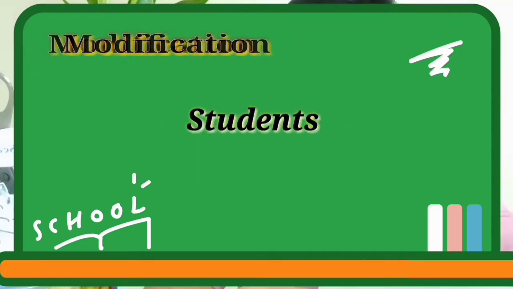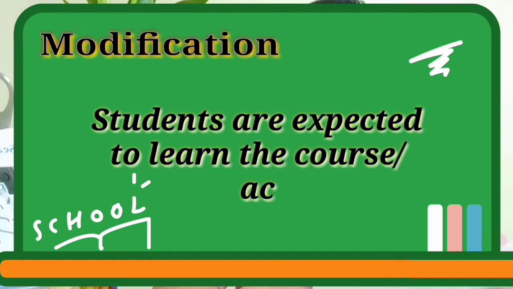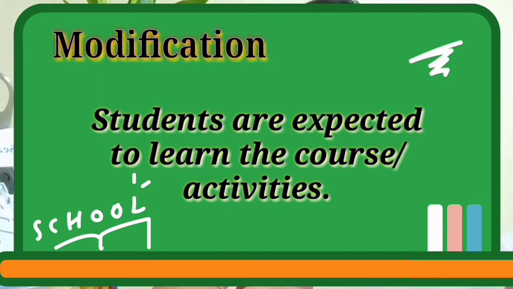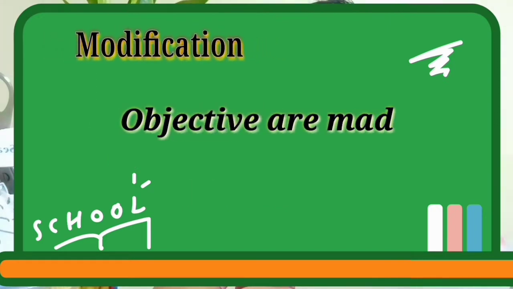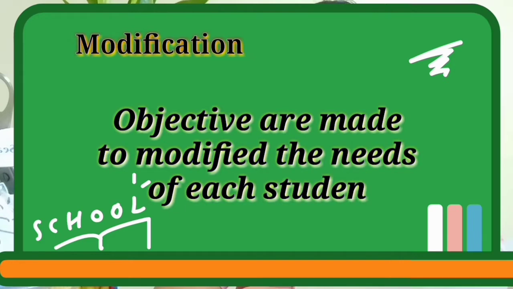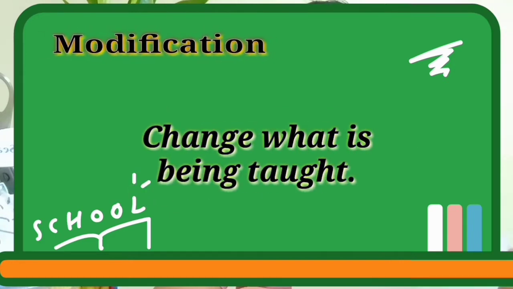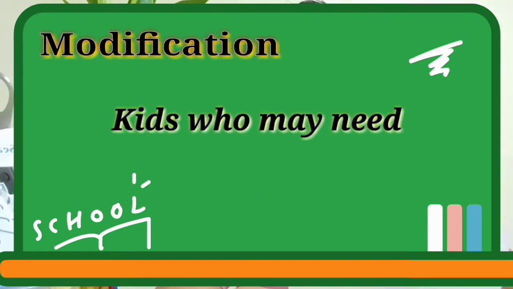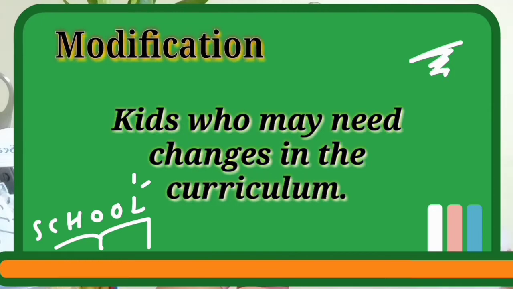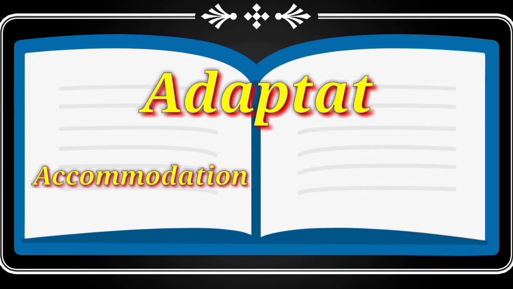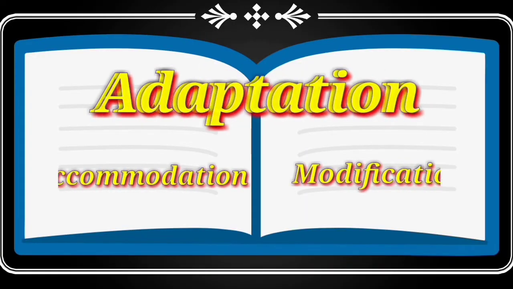For modification, students here are expected to learn the course or activities. Objectives are modified to meet the needs of each student. Change what is being taught. Kids who may need changes in the curriculum. Okay, so let's differentiate the adaptation of accommodation and modification.